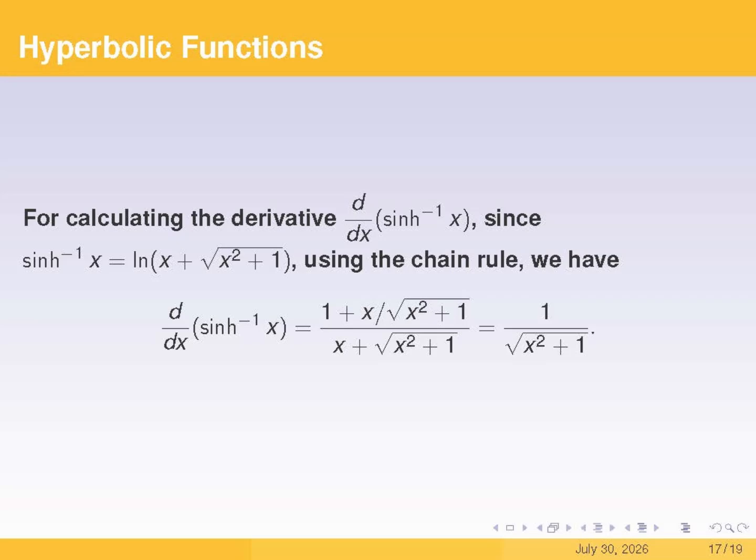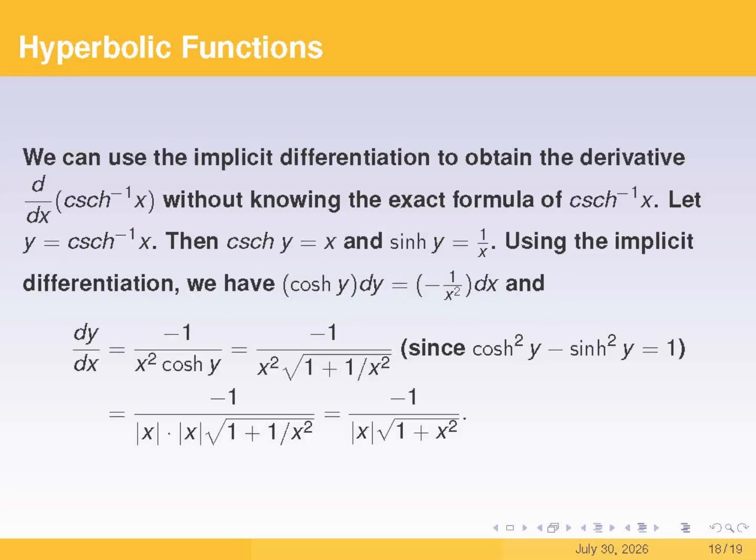According to the previous theorem, the formula for the inverse function of hyperbolic sine is already known and displayed on the second line. By applying the chain rule, we can derive the differentiation formula shown on the last line. Next, we will use implicit differentiation to compute the differentiation formula for the inverse hyperbolic cosecant function.